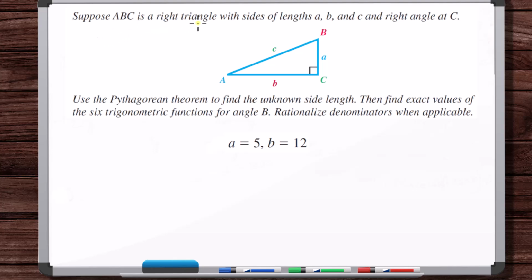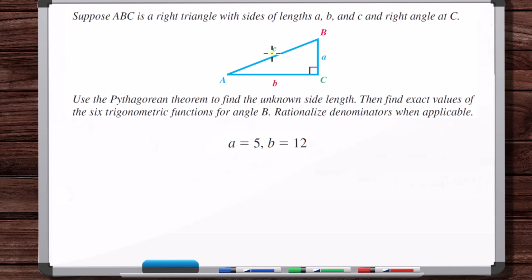Suppose ABC is a right triangle with sides of lengths lowercase a, lowercase b, and lowercase c, and a right angle at uppercase C. Use the Pythagorean theorem to find the unknown side length. Then find exact values of the 6 trigonometric functions for angle B. Rationalize denominators when applicable.